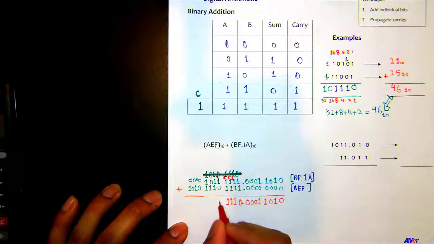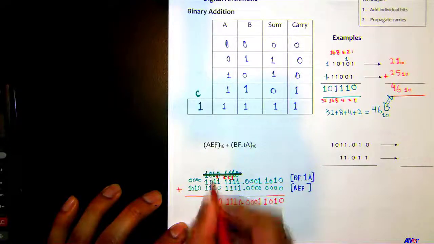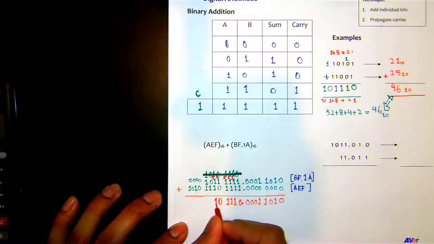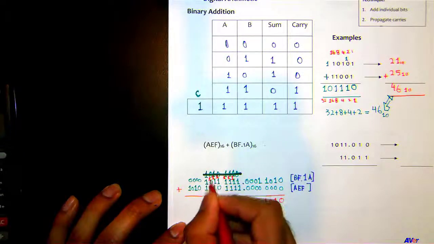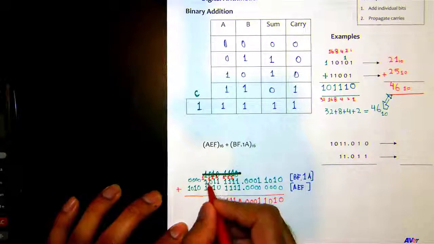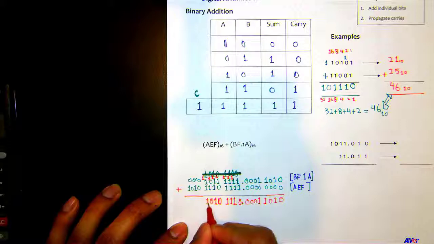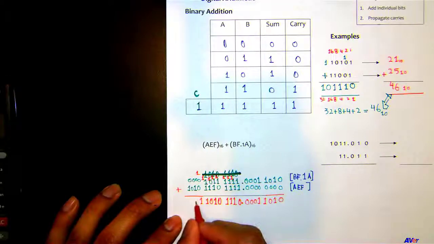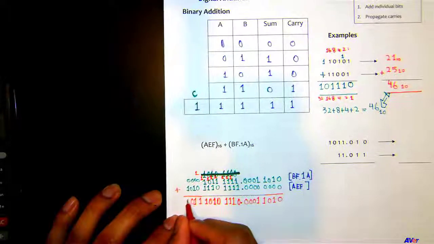1, 1: sum is 0, carry is 1. 1, 1, 1: sum is 1, carry is 1. 1 plus 1: sum is 0, carry is 1. Then 1, 1, 1: sum is 1 and carry is 1. 1 plus 0 is 1. 0 plus 1 is 1. 0 plus 0 is 0. And 0 plus 1 is 1.